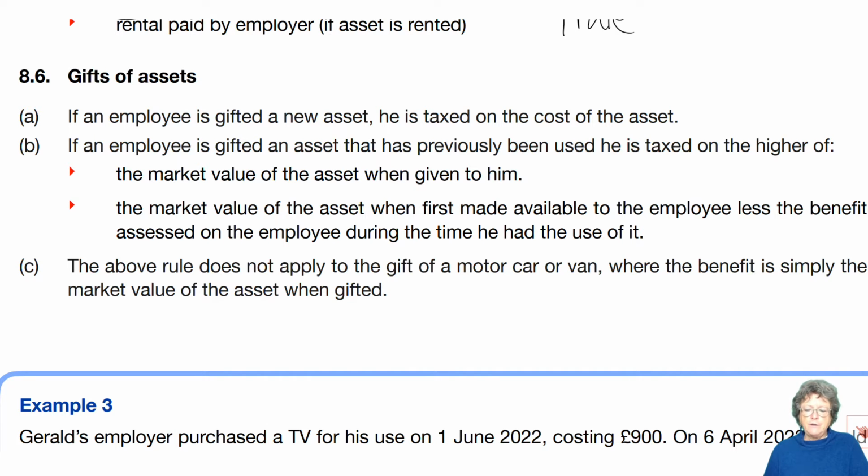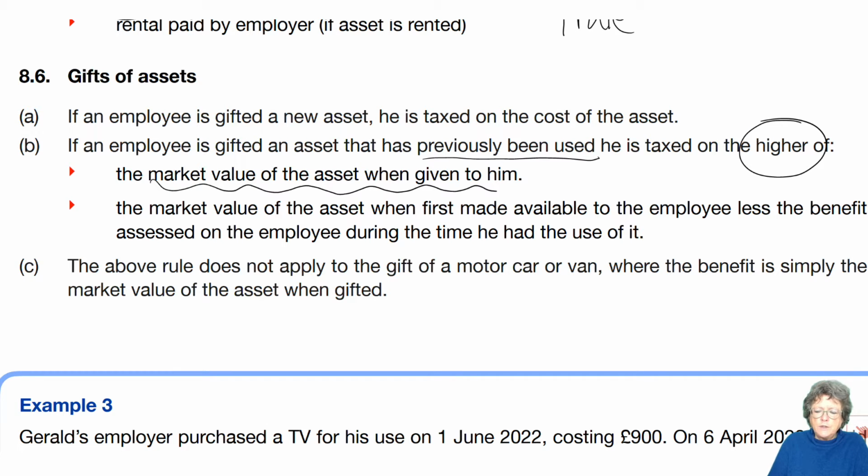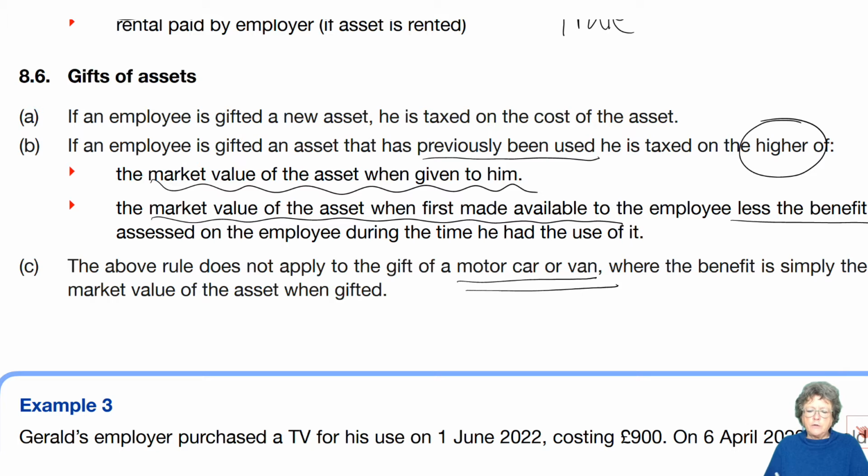However, if you've used it previously, as in the case of a laptop, it's the higher of the market value of the asset when it was given to you, or the market value of the asset when it was first available, less any benefits that you've paid on it during that time. Okay, it does not apply to a car and a van. Okay, does not apply to a car and a van.